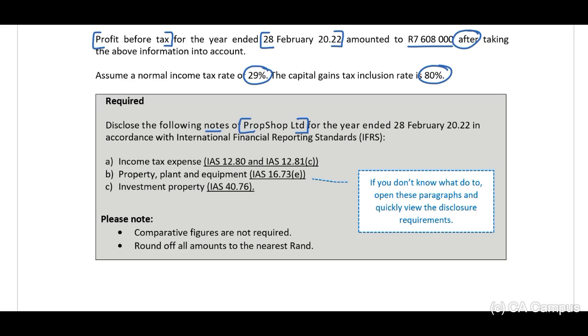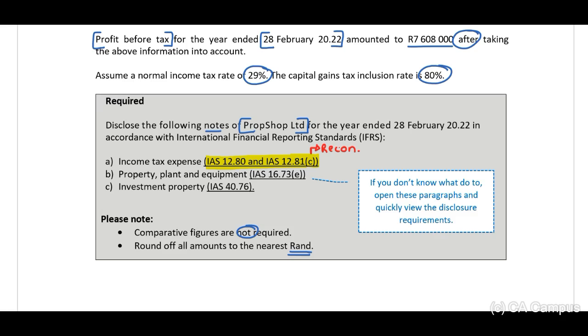A. Your income tax expense. Paragraphs 80 and 81C. What do we need to know? We need to include our tax rate reconciliation, but they did not have to tell you this. You need to know this. B. Property, plant and equipment and investment property. Then please note comparative figures are not required. Round off all amounts to your nearest rand.